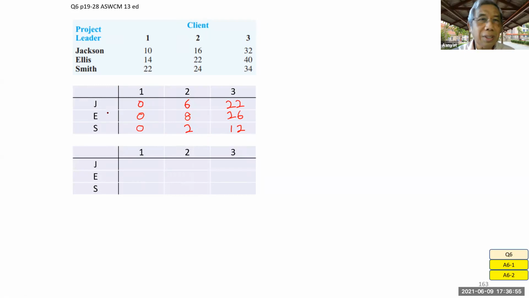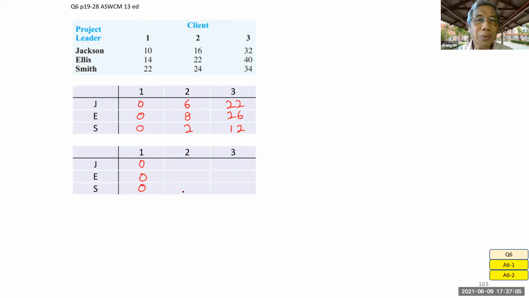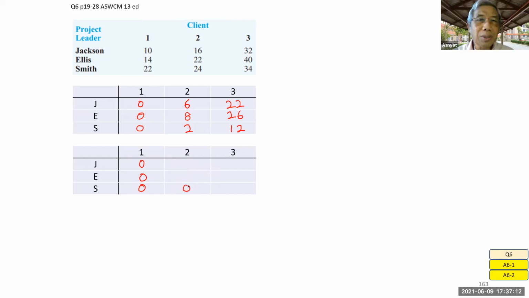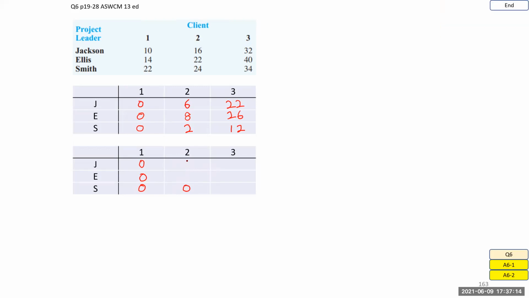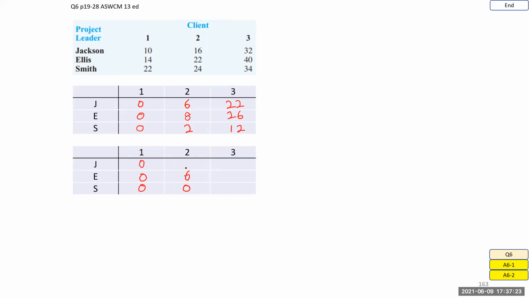Column operations. Let's look at column 1. 0 minus 0, everything is 0. Now column 2. 2 is the lowest. So 0, 2, 0, 6, 4. Again, 2 is the lowest. 6, 4. Okay.